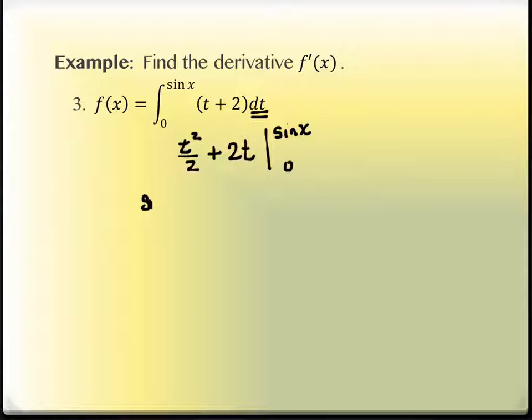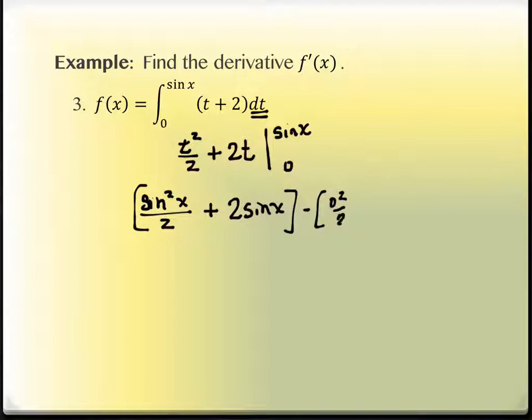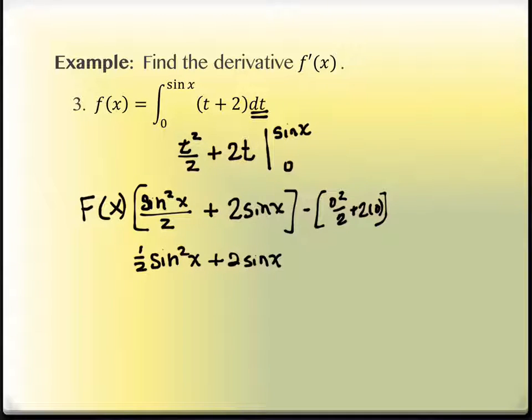So I'm going to get sine squared of x over 2, plus 2 sine of x. And very technically, I then get minus 0 squared over 2 plus 2 times 0. It's all 0 at the second part. So what I have then is one half sine squared of x plus 2 sine of x. And what we just calculated is capital F of x, right?